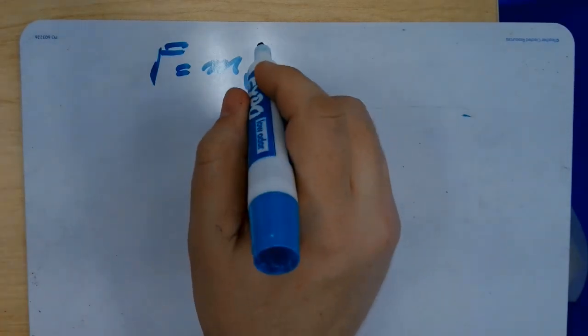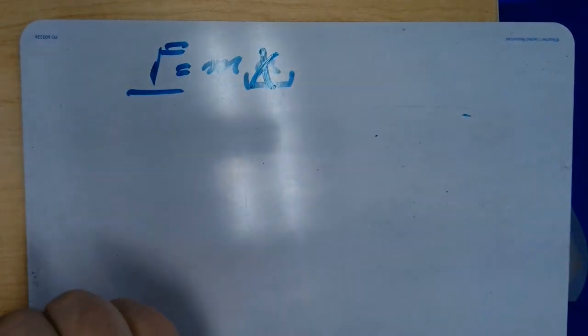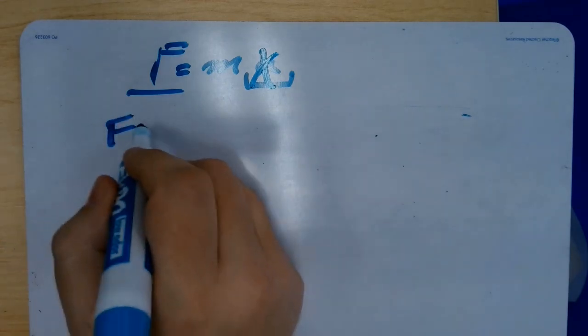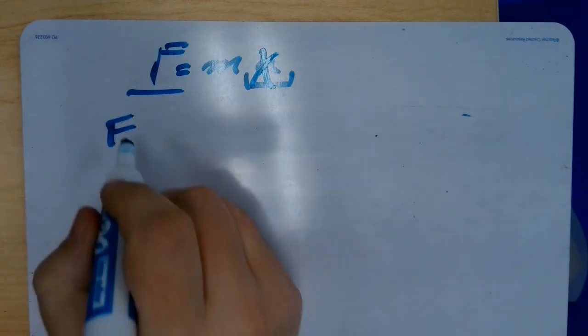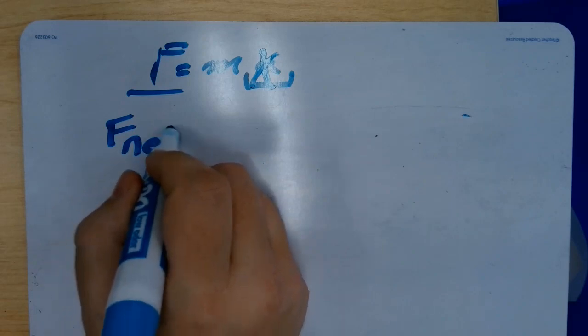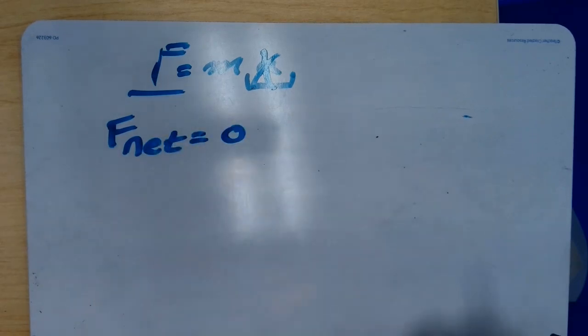If you have a car that is moving at a steady speed at a constant rate, like say we're going 60 miles an hour down the freeway, we're not turning, we're not speeding up, we're not slowing down, there is no acceleration. That does not mean that there are no forces. It means that the forces are balanced. So another way of saying that is that the net force is equal to 0.